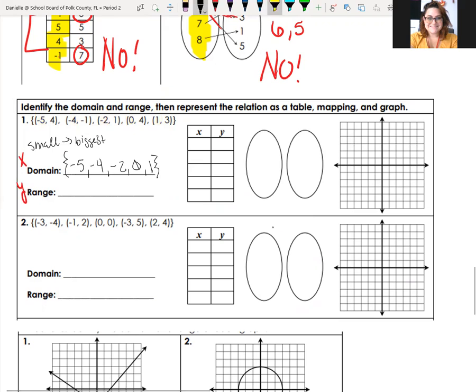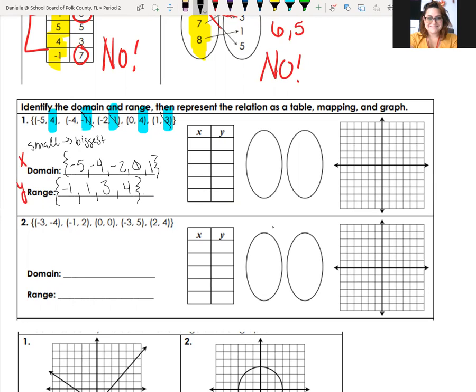Now when I write my range, I'm going to again highlight because it helps me see which ones I want. We need to do the same thing. Write them in order from smallest to largest. So my smallest is going to be -1. And then my next number is 1. And then 3. And then technically it says 4, 4. But I do not need to write the second 4. As long as the number is written once, we're good.